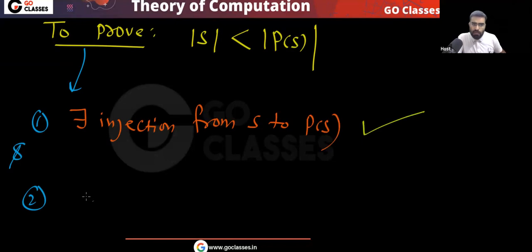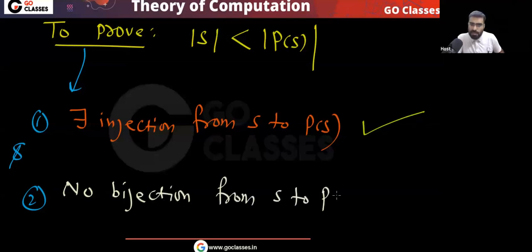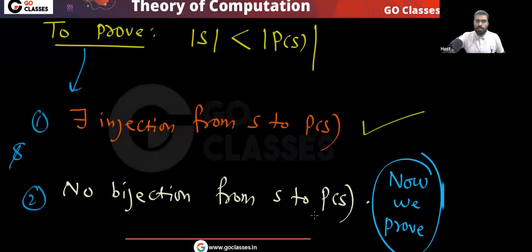Now what we need to do? Now we need to prove there is no bijection from S to PS. Okay, this is what we need to prove now. Is this clear? If you want to prove there is no bijection, what do you need to do? Now we need to prove that between S and PS, there is no bijection.